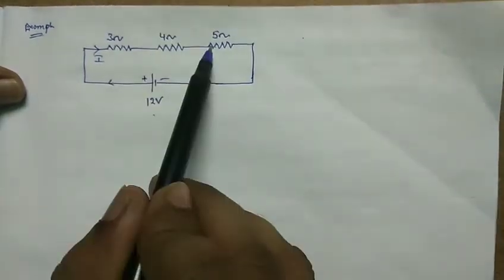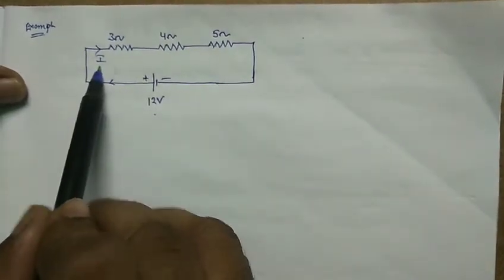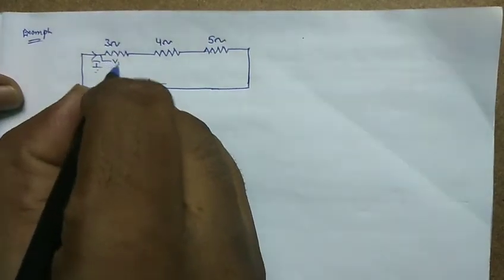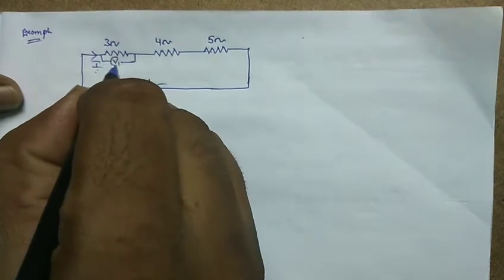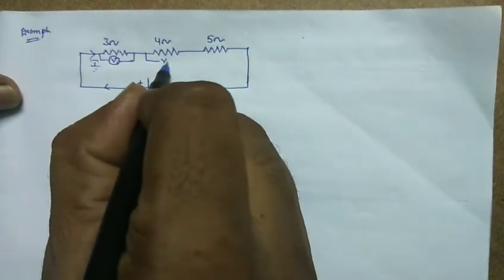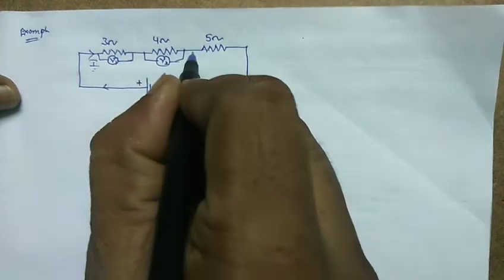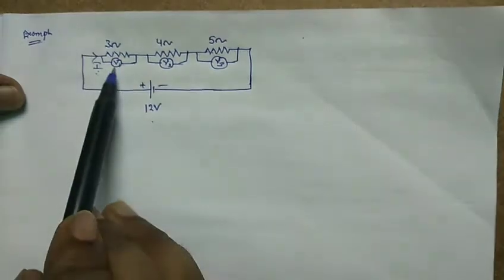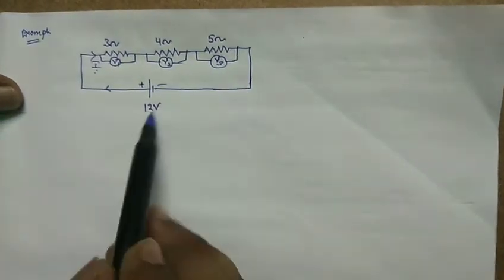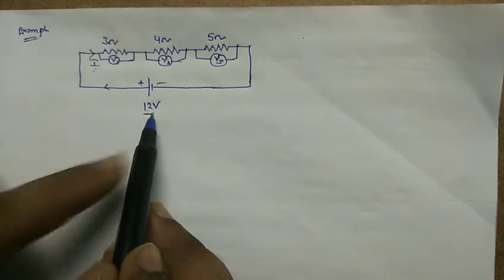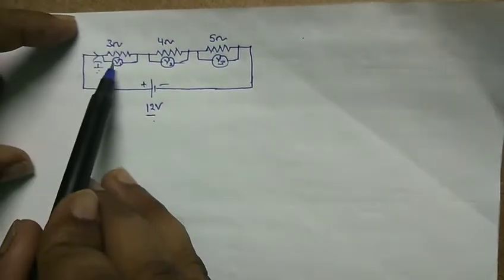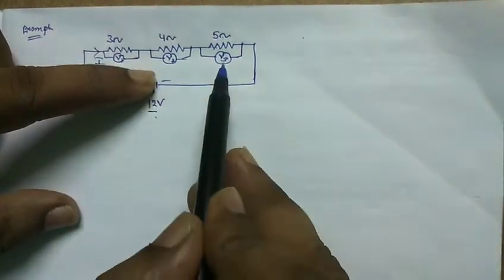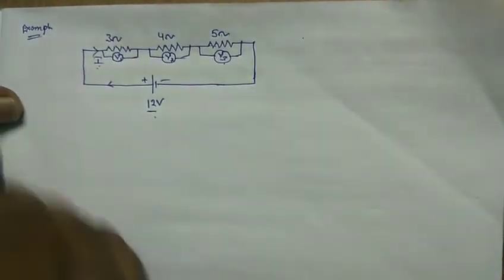In the entire series connection, the common current can be measured, but the potential difference of these resistances is different. The total voltage is 12 volts, and this 12 volts will be distributed here. 3 ohms has potential difference V1, 4 ohms has potential difference V2, and 5 ohms has potential difference V3.